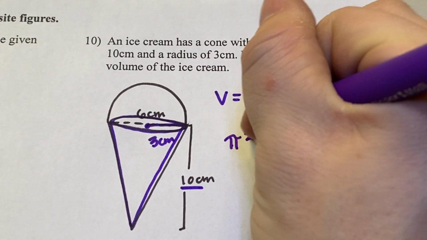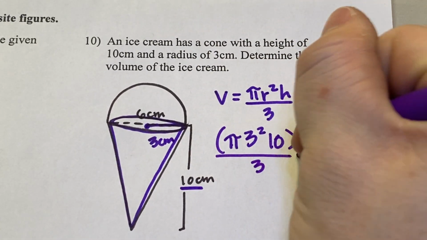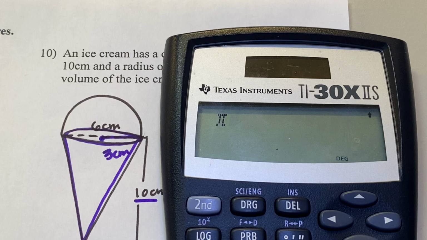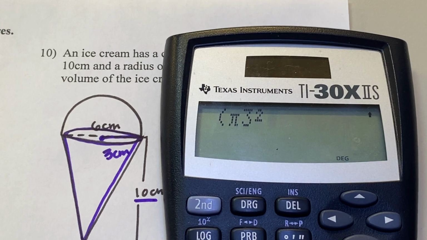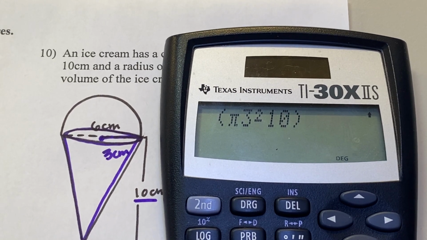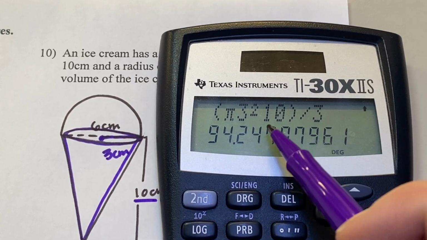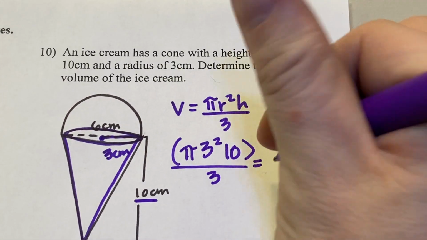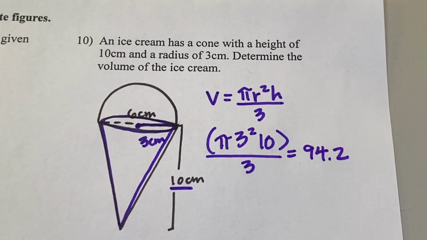Let's plug that in. We have pi times 3 squared times my height, 10, and that's all going to be divided by 3. Going to my calculator: pi times 3 squared, and I want to put it all in parentheses, times 10, all divided by 3, my numerator and my denominator. Is the 4 behind the 2 going to bump it up or keep it at 2? Keep it at 2. 94.2. I'll put the units on when we're done. We know that the volume of the cone part is 94.2.